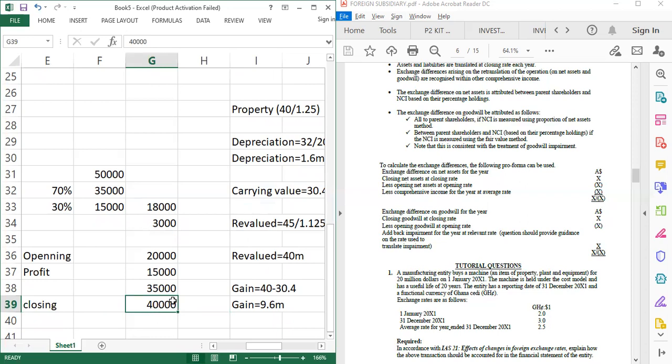Yes, again. It has increased by 5,000. That increase is the exchange gain that we are talking about. It is the exchange gain that we are talking about.